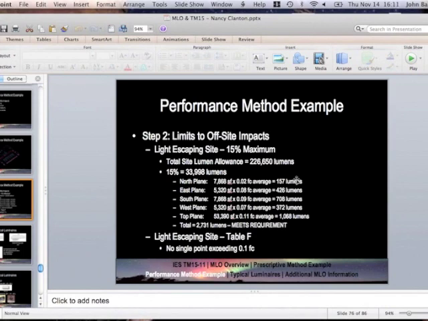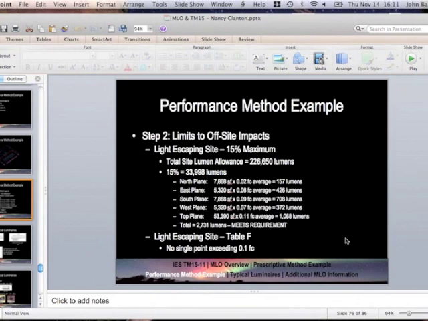And with that computer modeling, we have found out that yes, we do have less than 15% of these lumens that escape the site. So we do meet the requirement. And in our glass box, no single point is exceeding 0.1 foot candles.